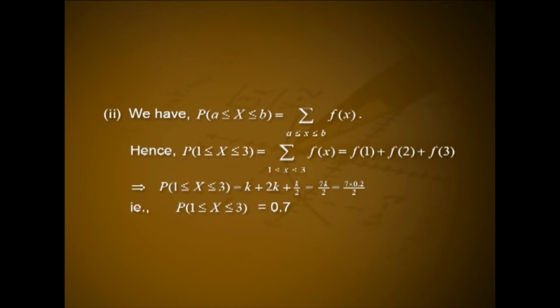Number 2, we have p of a less than or equal to x less than or equal to b, that is equal to summation over a less than or equal to x less than or equal to b f of x. Hence, p of 1 less than or equal to x less than or equal to 3, that is equal to summation over 1 less than or equal to x less than or equal to 3 f of x, that is equal to f of 1 plus f of 2 plus f of 3. This implies p of 1 less than or equal to x less than or equal to 3, that is equal to k plus 2k plus k by 2, that is equal to 7k divided by 2, that is equal to 7 into 0.2 divided by 2, that is equal to 0.7.